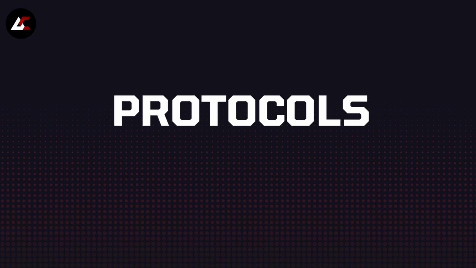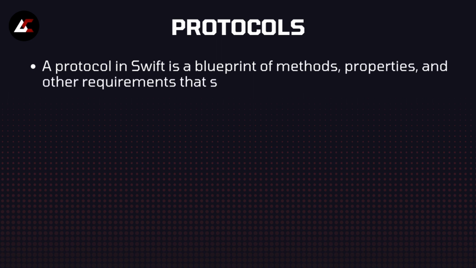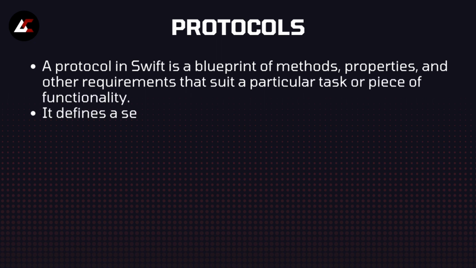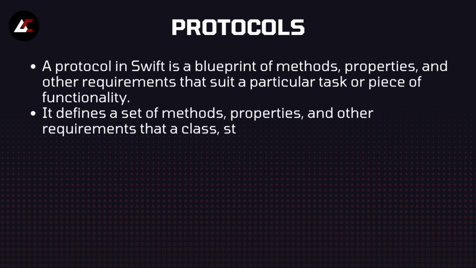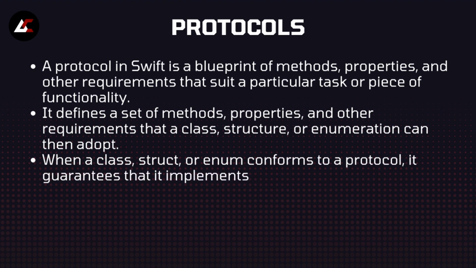Today's topic is about understanding the role of protocols in Swift. A protocol in Swift is a blueprint of methods, properties, and other requirements that suit a particular task or piece of functionality. It defines a set of methods, properties, and other requirements that a class, struct, and enumeration can then adopt. When a class, struct, or enum conforms to a protocol, it guarantees that it implements the required properties and methods specified in the protocol.